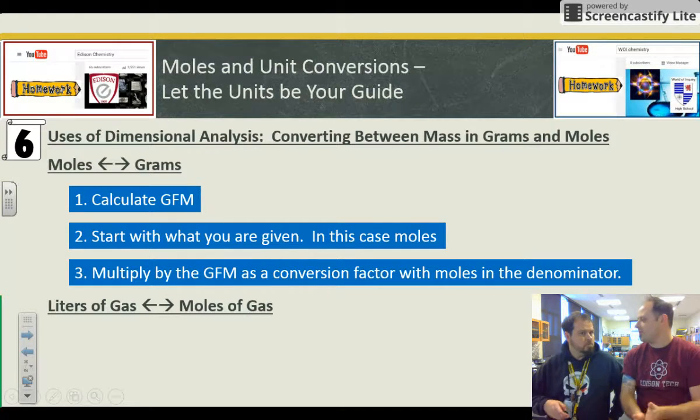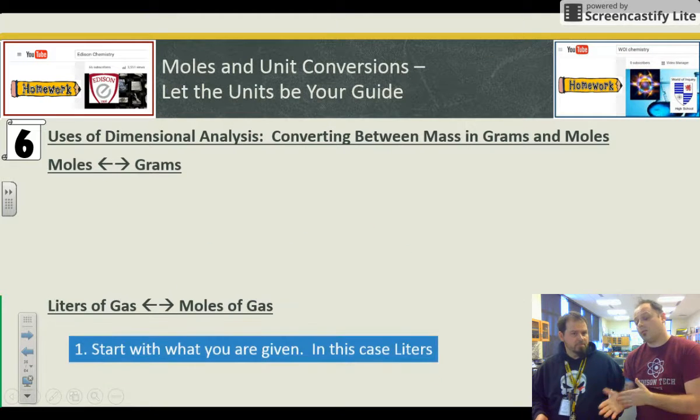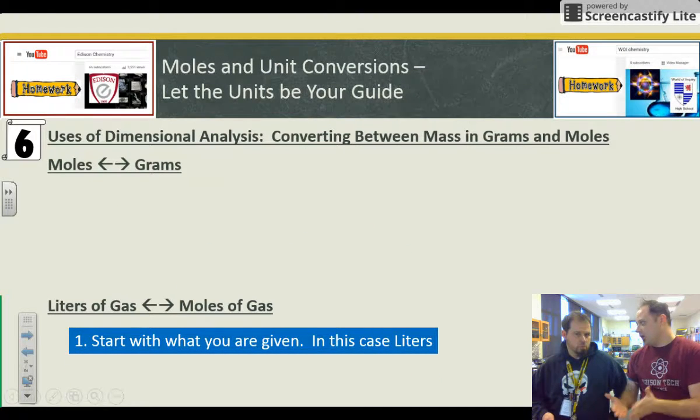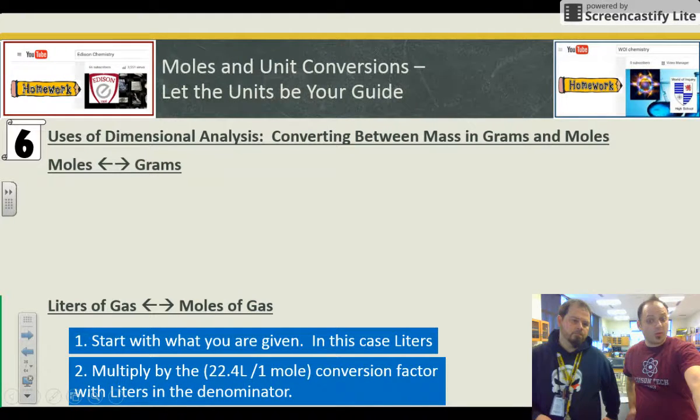Let's get to some examples here. But here's how you do liters of gas. Because remember, from Avogadro's mole theory, 1 mole of a gas is 22.4 liters. Exactly, every single time. So start with what you're given, in this case liters.